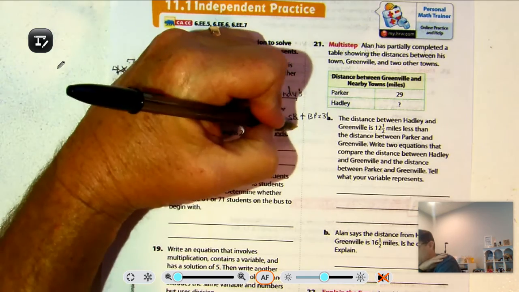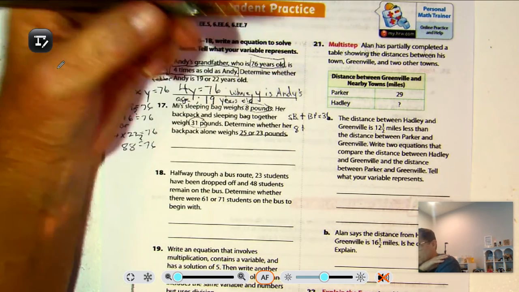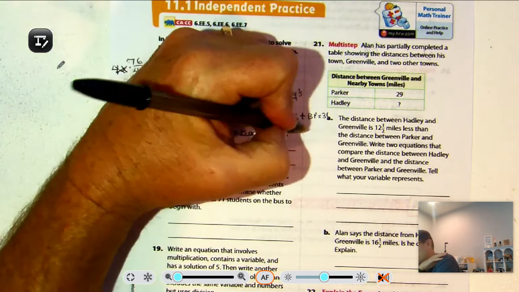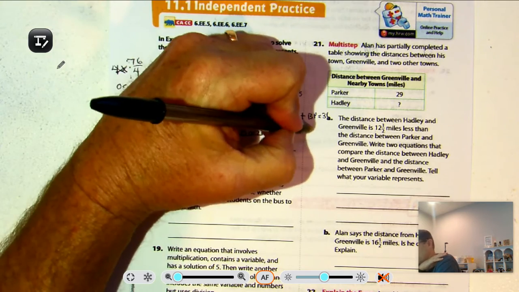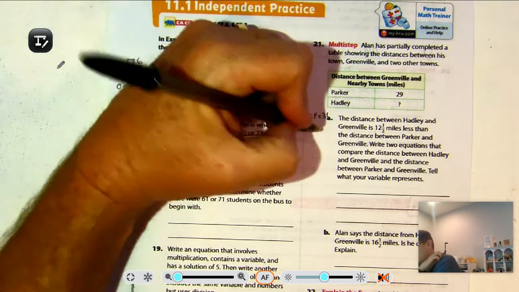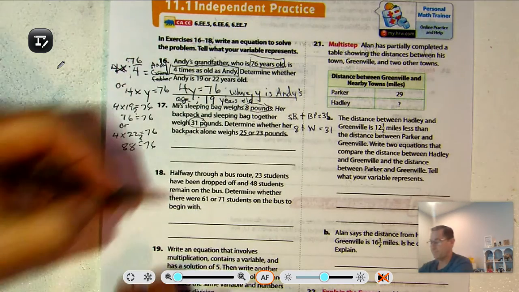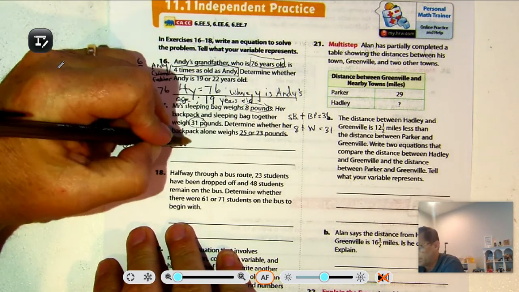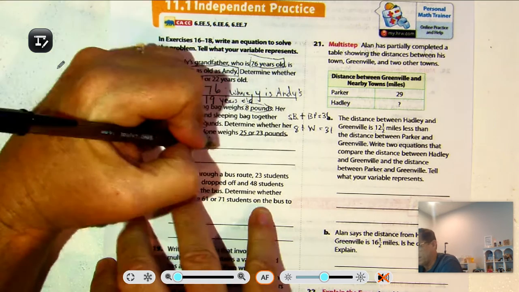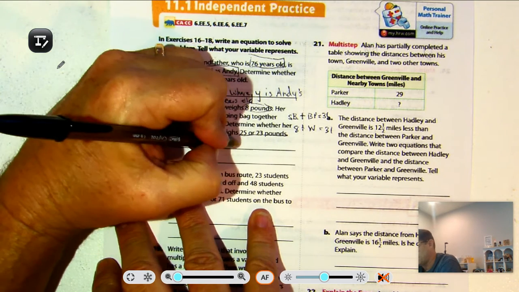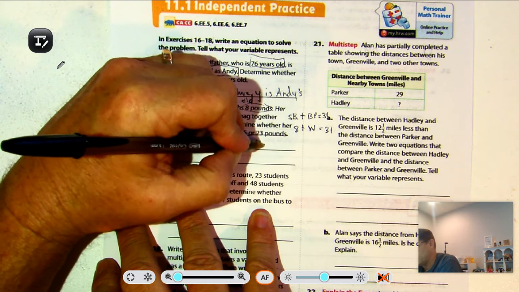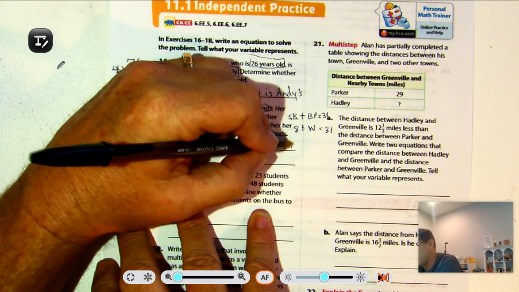The sleeping bag is 8 pounds. So 8 plus W for weight, 8 plus W is 31. So 8 plus W equals 31. The variable is weight of the backpack.